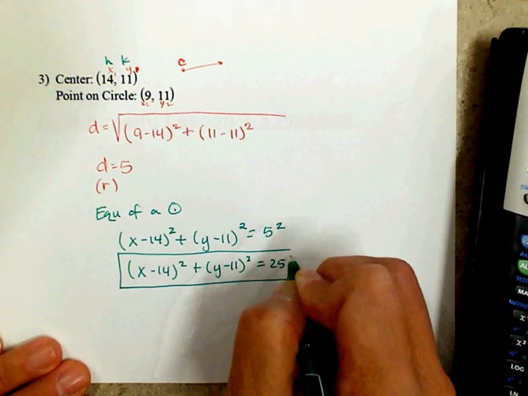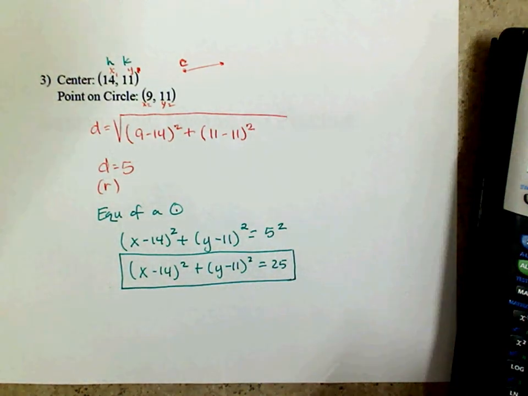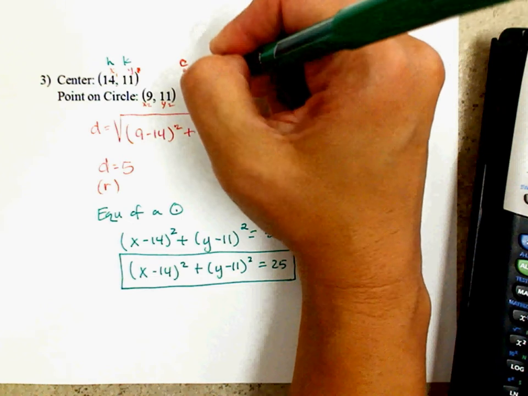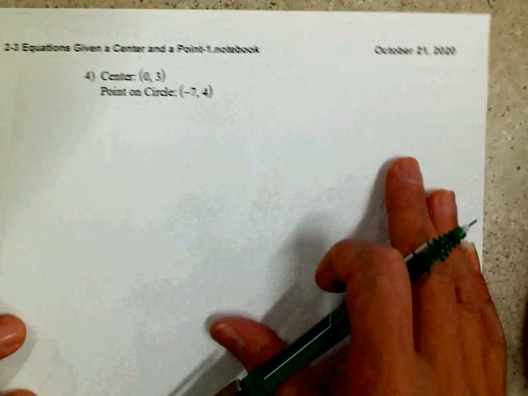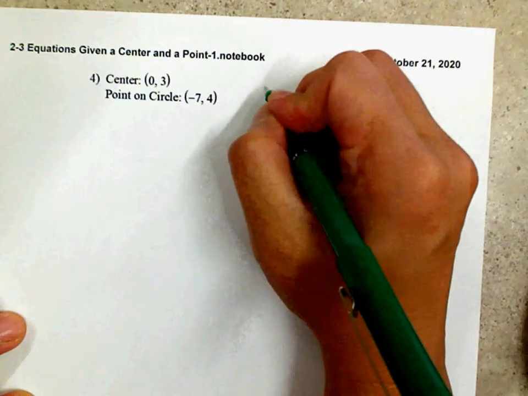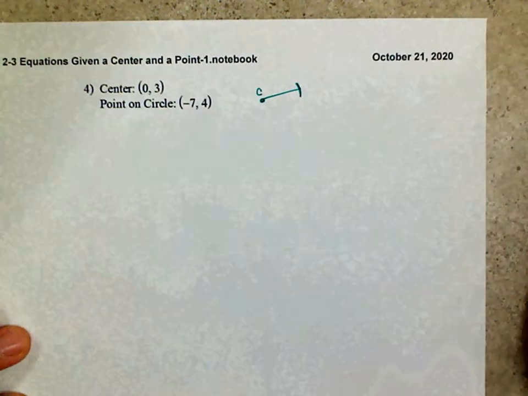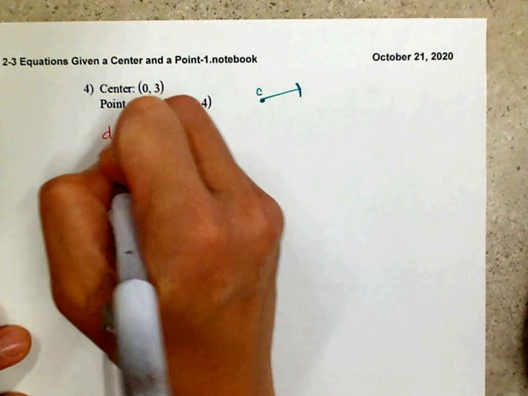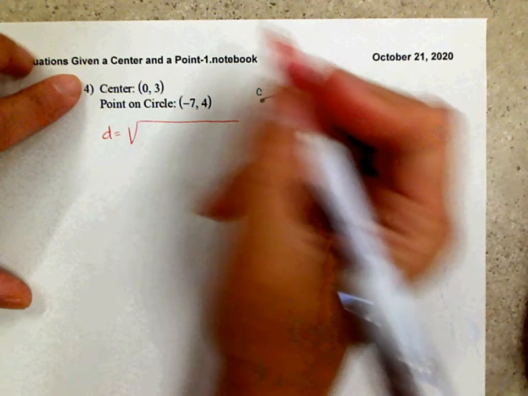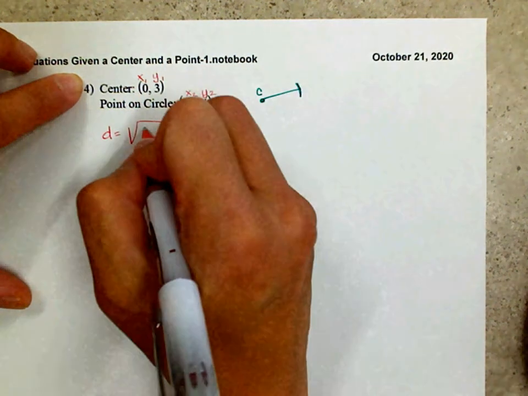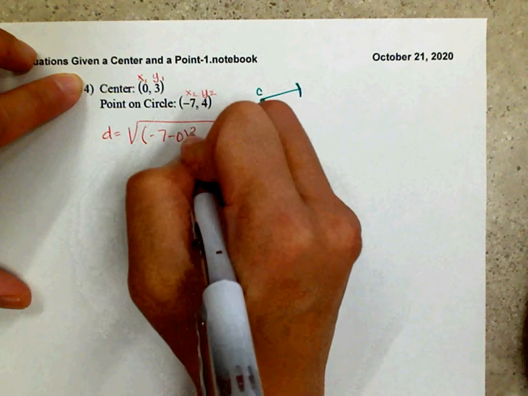Okay. So here you have your circle. I'll only draw part of it. All right, example 4. Same scenario. You have a center going to the edge of a point on a circle. So we're going to use our distance formula first. Okay. x1, y1, x2, y2. So we have negative 7 minus 0 squared plus 4 minus 3 squared.